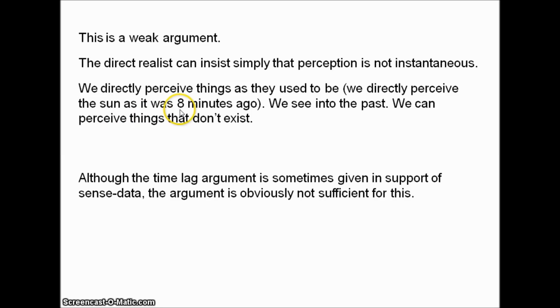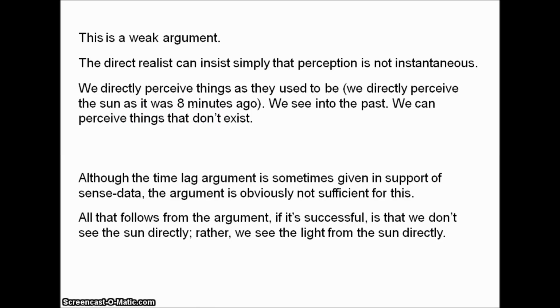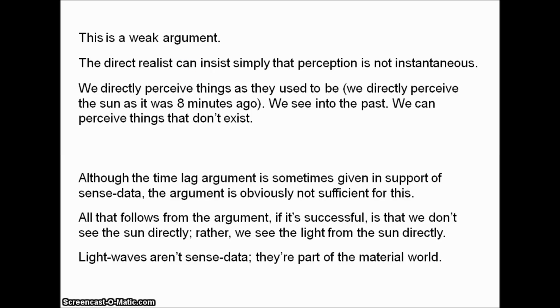All that follows from the argument, as far as I can see, if it's successful, and I don't think it is, is that we don't see the sun directly, rather we see the light from the sun directly. Light waves aren't sense data, they're part of the material world. If we see light waves directly, we still have a form of direct realism. Of course, it would be a fairly weak kind of direct realism. Most direct realists would want to resist this conclusion. Most direct realists hold that we directly see the sun and other objects, not just light waves.